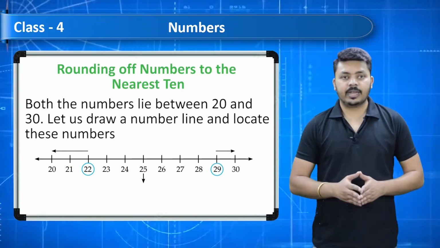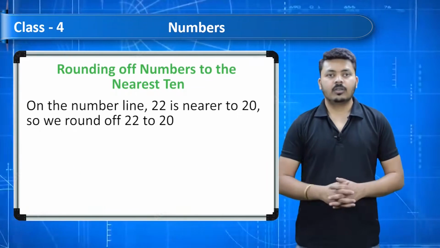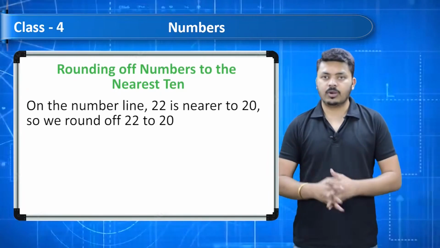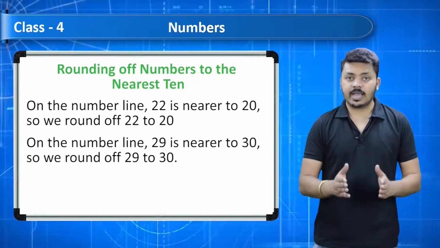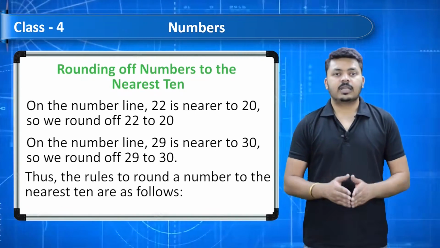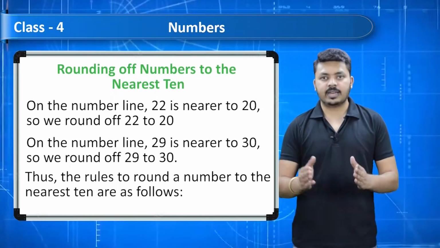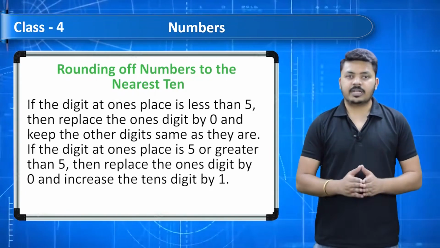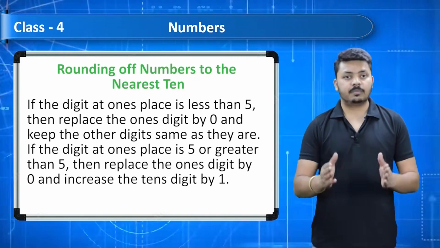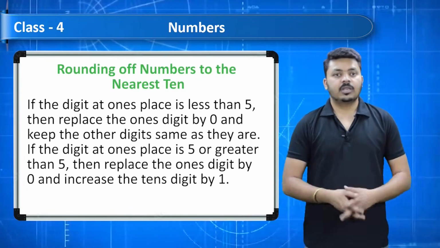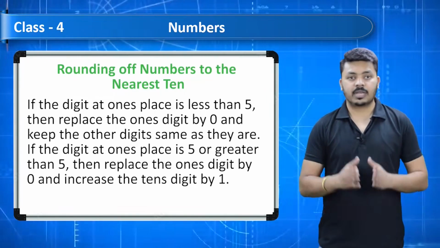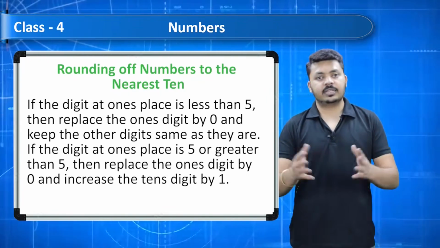Let us draw a number line and locate these numbers. As you can see, on the number line, 22 is nearer to 20, so we round off 22 to 20. On the number line, 29 is nearer to 30, so we round off 29 to 30. Thus, the rules to round a number to the nearest 10 are as follows. If the digit at ones place is less than 5, then replace the ones digit by 0 and keep the other digits the same. If the digit at ones place is 5 or greater than 5, then replace the ones digit by 0 and increase the tens digit by 1.